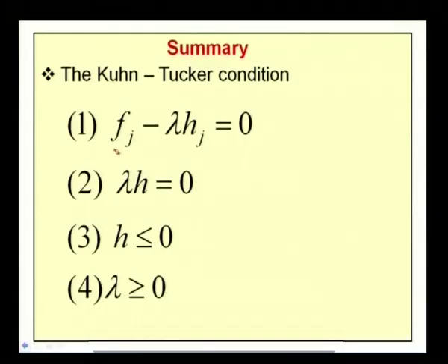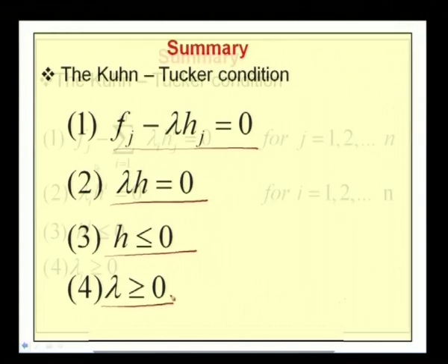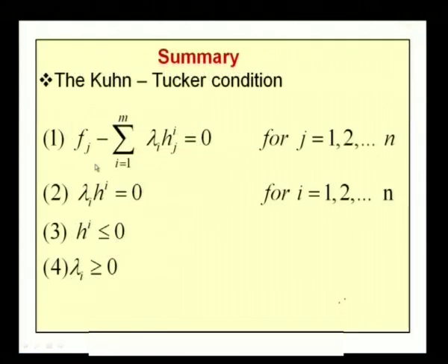Let me recap. Kuhn-Tucker condition for a nonlinear programming problem involving a single constraint is f j minus lambda h j equal to 0, lambda h equal to 0, h less than or equal to 0, lambda greater than or equal to 0. Then Kuhn-Tucker condition for a nonlinear programming problem involving more than one constraint is f j minus summation i equal to 1 to m, lambda i h i equal to 0, lambda i h i equal to 0, h i less than or equal to 0, lambda i greater than or equal to 0.